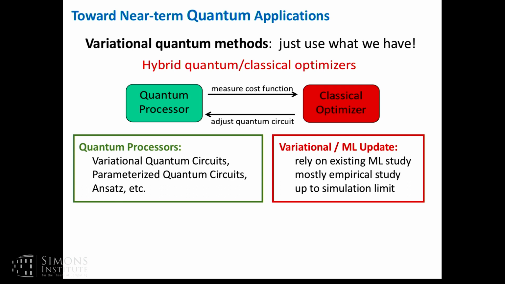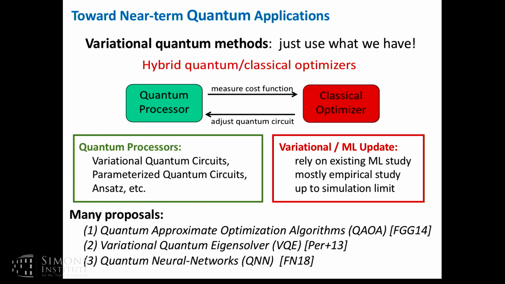And actually, there has been a lot of study along this line. This can be extremely interesting, especially for the NISQ era. And there are a lot of empirical studies already. But of course, so far, because we don't have large machines, most of the studies have limitations up to the simulation limit. And indeed, there have been a lot of proposals along this line, like QAOA or VQE, or sometimes you call this quantum neural networks.